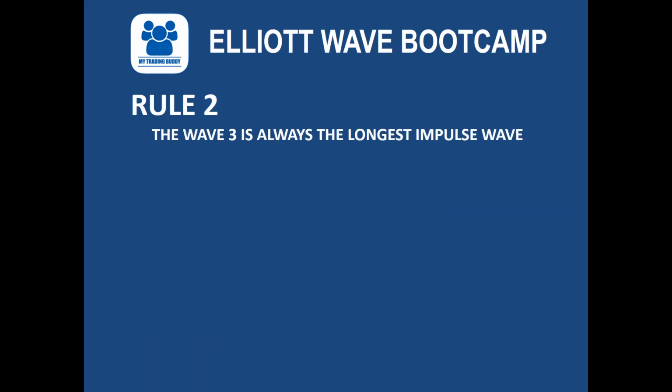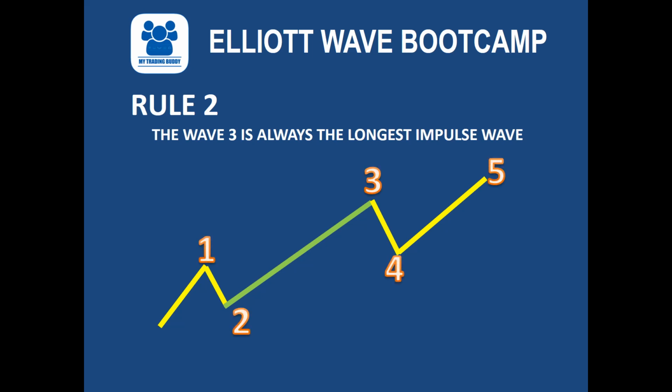Rule 2, wave 3 is always the longest impulse wave. As you can see here, we've had the 1, the 2, the longest impulse wave is wave 3. We've had the wave 4 pullback and then a wave 5, and the wave 3 is the longest. That rule is very, very important, as you'll see when we start to do examples.